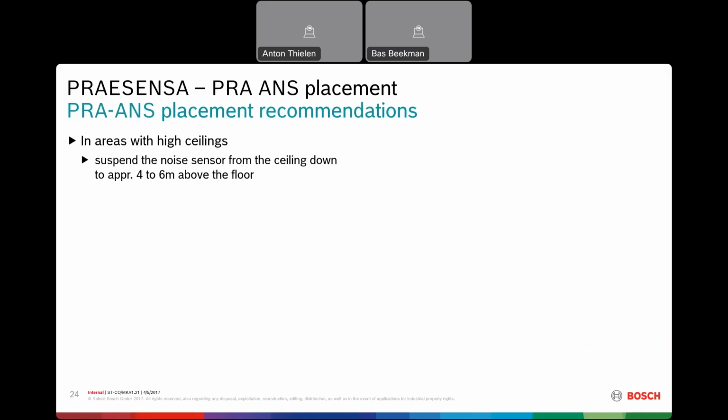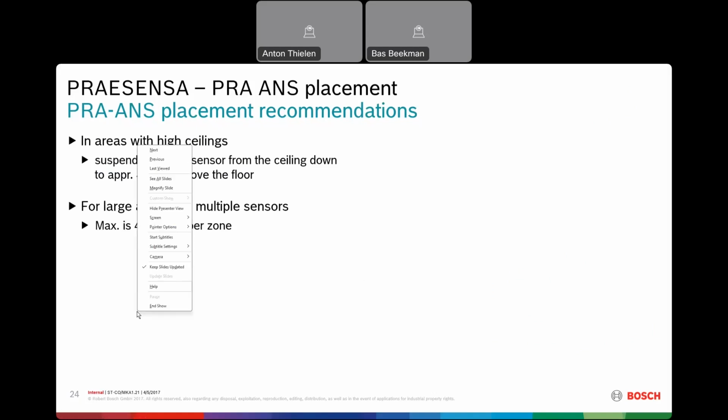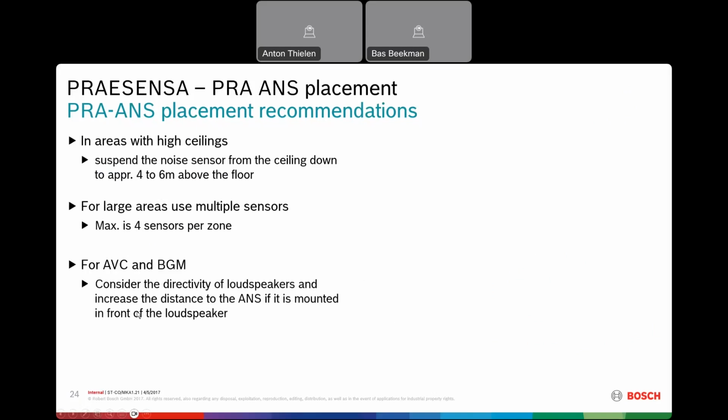In areas with high ceilings, suspend the noise sensor from the ceiling down to approximately 4 to 6 meters above the floor. And for large areas, use multiple sensors, a maximum of 4 sensors per zone, as mentioned, to cover a large area. The sensor which picks up the highest noise is then your decision maker for the total volume in that area.